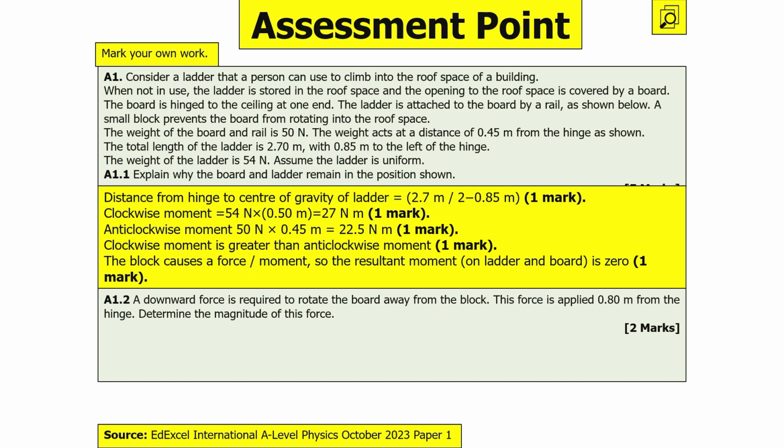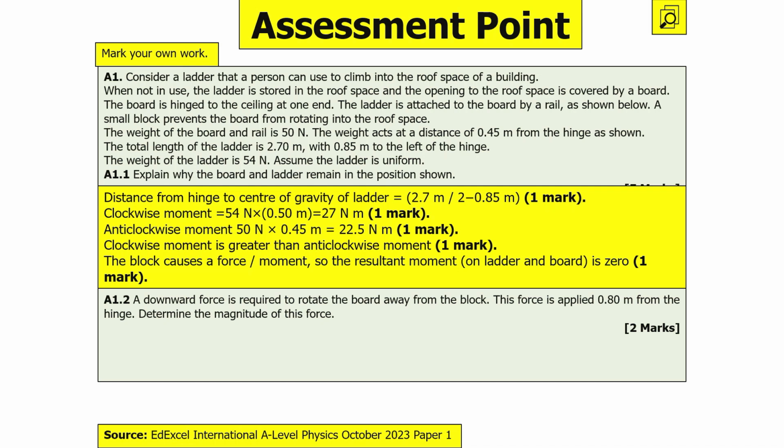meters. So our clockwise moment is equal to 54 newtons times 0.50, which is 27 newton meters. The anti-clockwise moment is 50 newtons times 0.45 meters, so it's 22.5 newton meters. This indicates that the clockwise moment must be greater than the anti-clockwise moment. So the block will cause a force and a resultant moment.